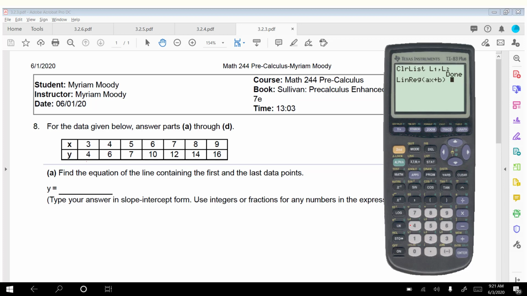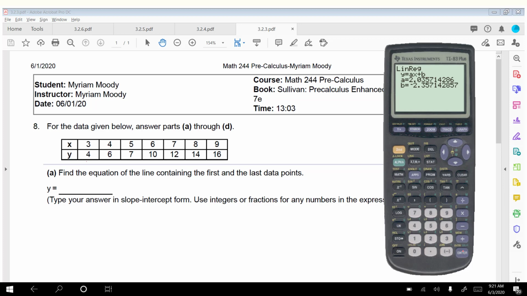Which lists do you want me to use? Well, I have to tell it which list to use, because if I don't, it doesn't know what to use. So L1, right? And you got to put a comma. Those are my x's. And then L2, and then I hit enter. And hopefully you've come up with the same numbers I have.